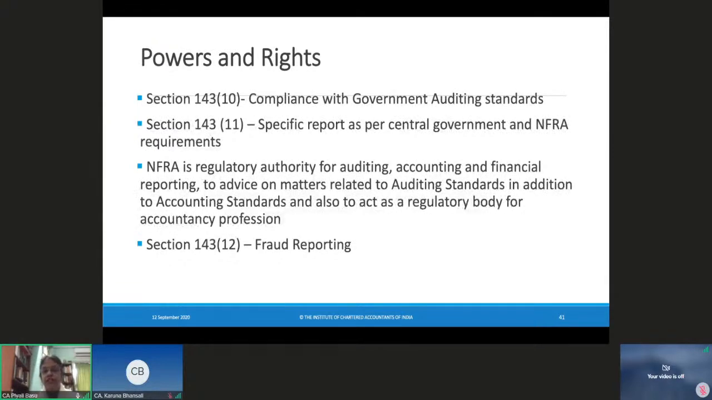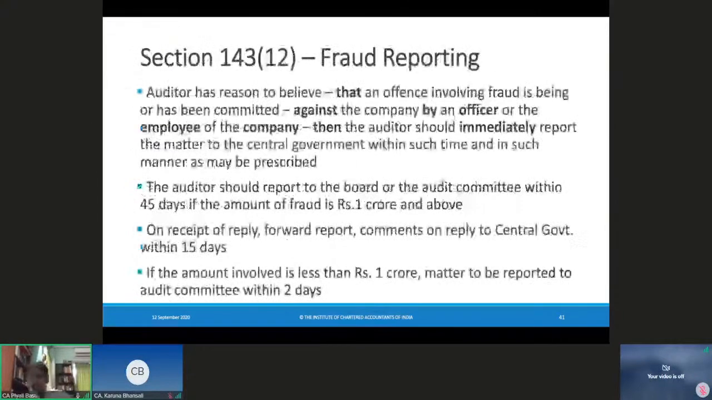We will discuss NFRA in a little more detail in subsequent slides. It's basically a regulatory authority formed by the central government. It has the authority to review and monitor the auditors' work, and has a say in auditing and accounting standards and financial reporting. They advise on matters of auditing and accounting standards, and it is also a regulatory body for the auditors. And 143.12 talks about fraud reporting. Let's look into a little bit of this.